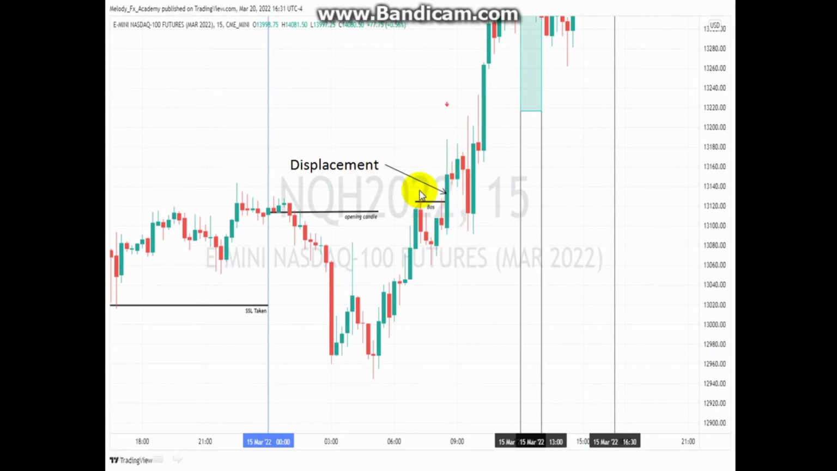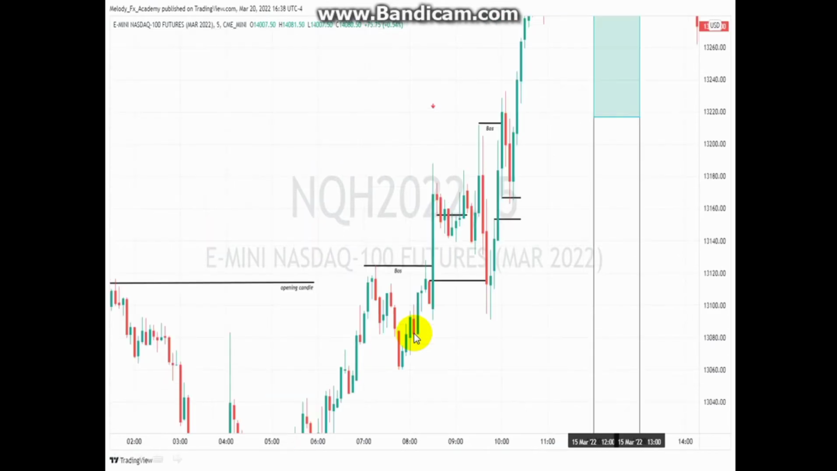So this right here is known as displacement, and this right here is known as displacement. Price created our fair value gap. This might not be much on this 15-minute time frame, so let's drop down to our next lower time frame, which will probably be the 5-minute time frame. Now this is the 5-minute time frame.